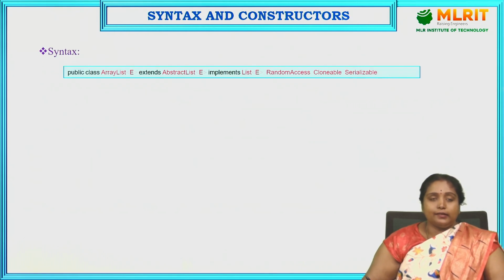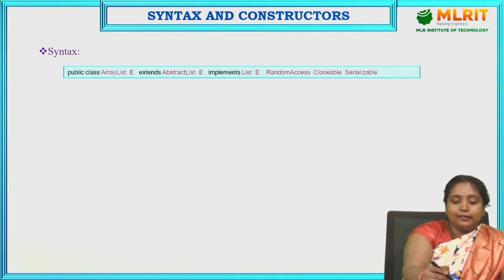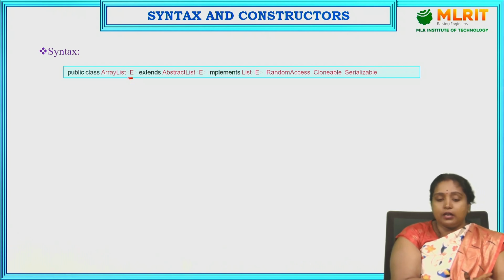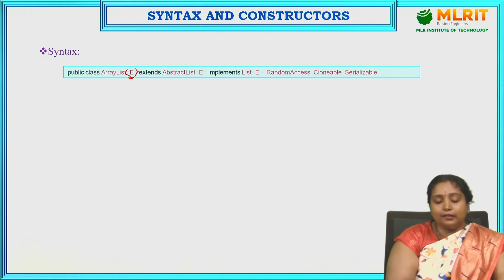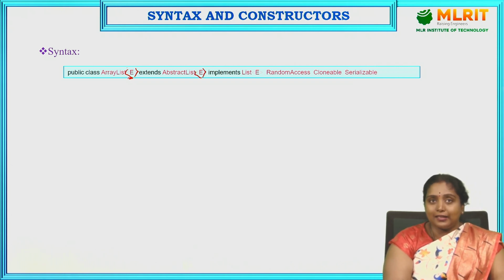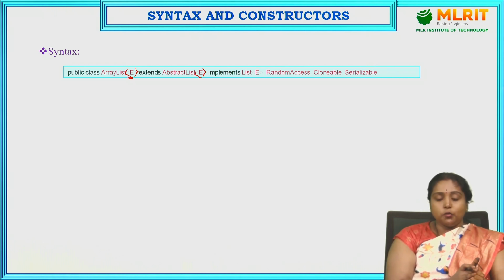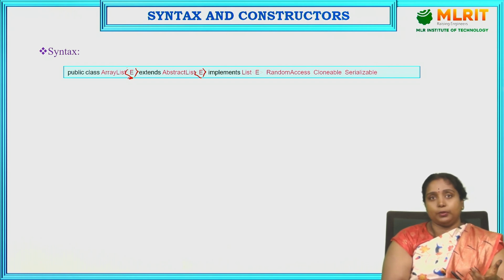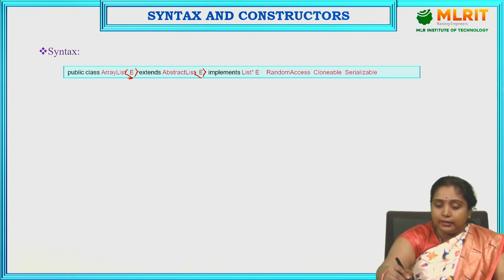Coming to the syntax, the type of elements is given as a type parameter in angular brackets, which we have discussed in Java. We already discussed generics in the last session. Why we discussed generics is that in order to use the collection framework, generics have been implemented in most of the classes and interfaces in the collection framework. So here we are using generics.